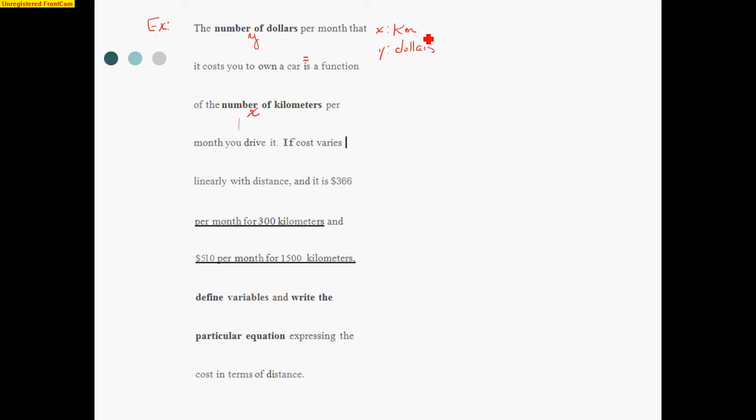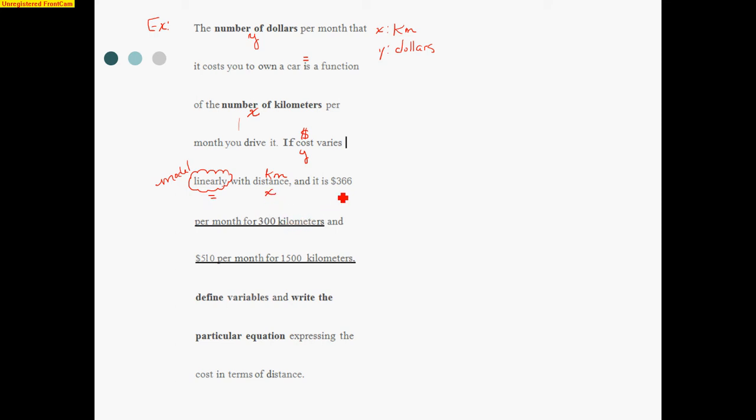So is it true? Check. Is it true that the number of dollars I spend on my car is dependent upon the number of kilometers I drive? If the cost varies linearly with distance, that's my model. Again, Y is a function of X. Now look at your notes.